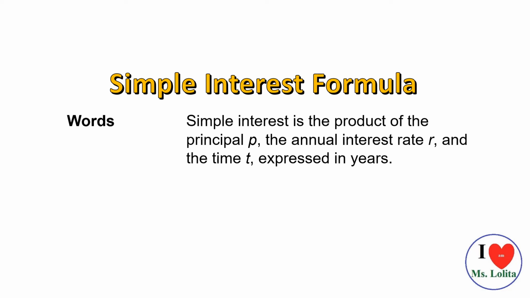Do you know the meaning of simple interest? It is the product of the principal P, the annual interest rate R, and the time T, which is expressed in years. The symbol we are going to use to come up with the formula of the simple interest is I is equal to PRT, or I is equal to P multiplied with the R multiplied with the T.